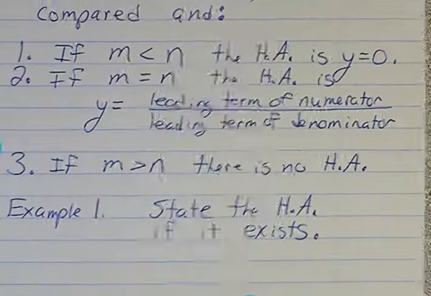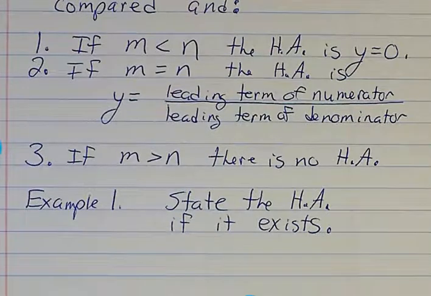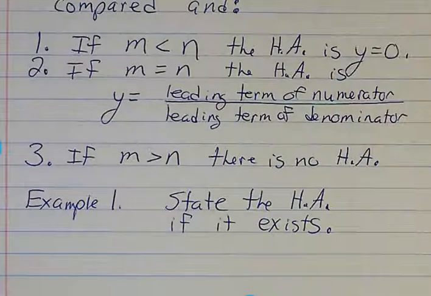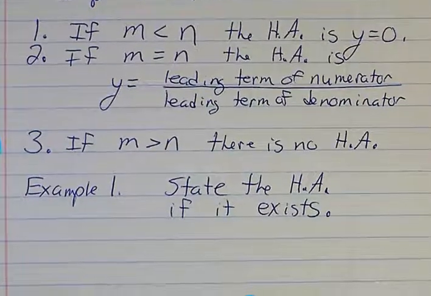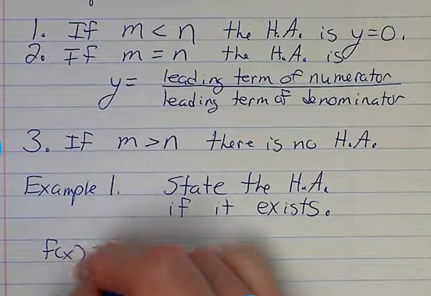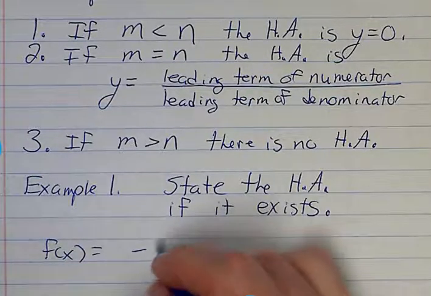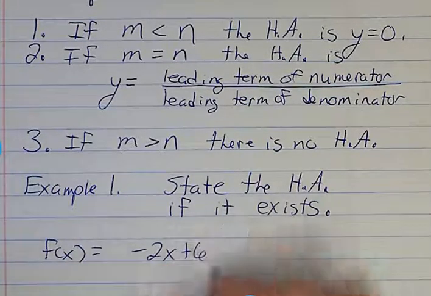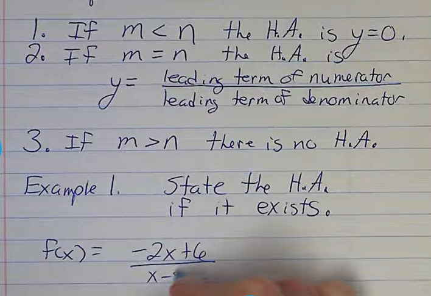All right, and the directions should look something kind of like this. They're going to tell you state the horizontal asymptote if it exists. Because, again, you get option 3 that it may not be there at all. And they'll just give you an equation. Here we go. Let's go negative 2x plus 6 over x minus 5.